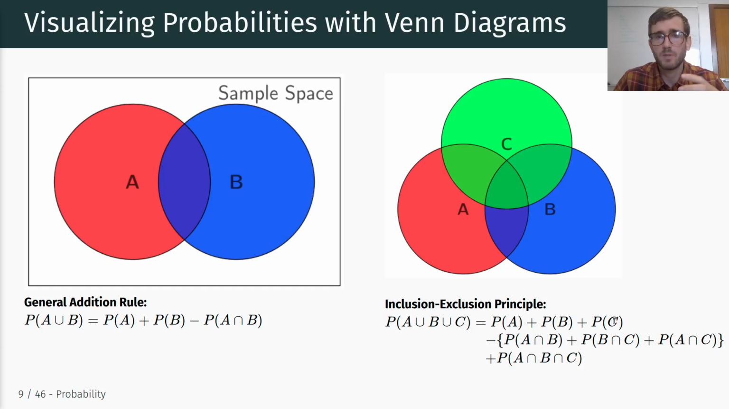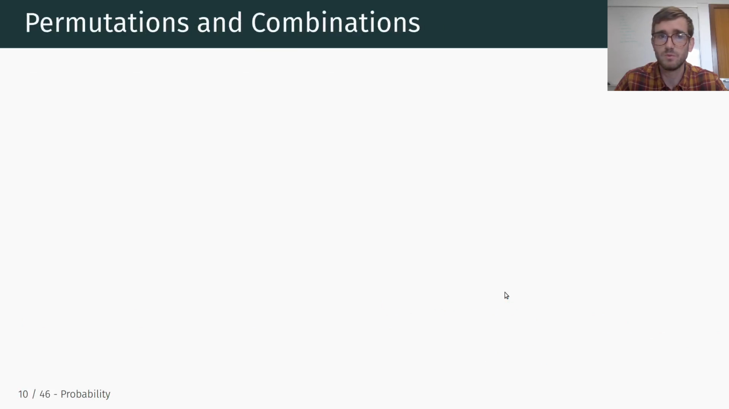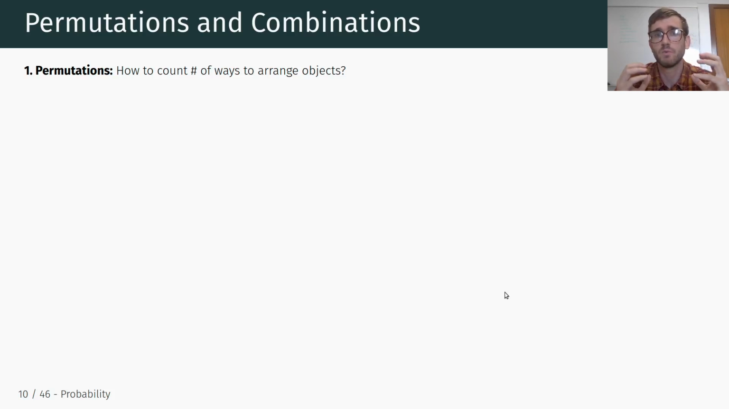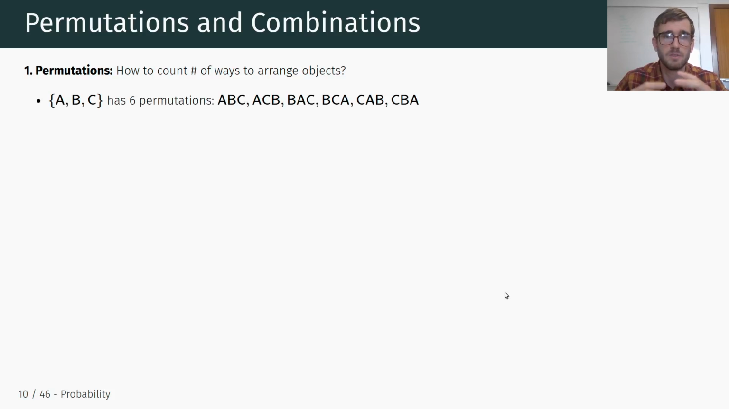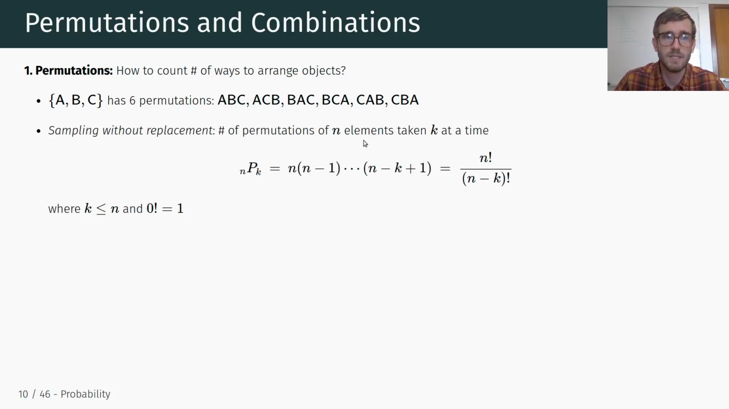So when we think about probabilities in terms of sets of events, one thing that becomes very important is to count the number of possible combinations, and that's where permutations and combinations come in, right? When we talk about permutations, what we mean is we want to count the number of ways to arrange objects, right? So for example, if we have 3 letters, A, B, and C, and we arrange them in different orders, we have 6 different permutations. So ABC, ACB, and so on, right?